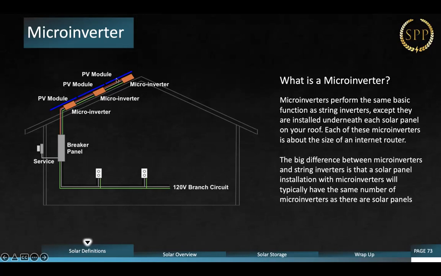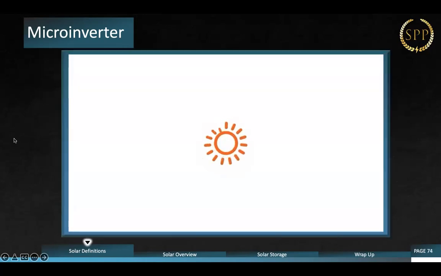They convert the power directly at the panel, then transfer it down to the utility box. Because the power is already AC by the time it gets to the breaker panel, to your utility box, nothing's being done down here compared to what it is on the string inverters.